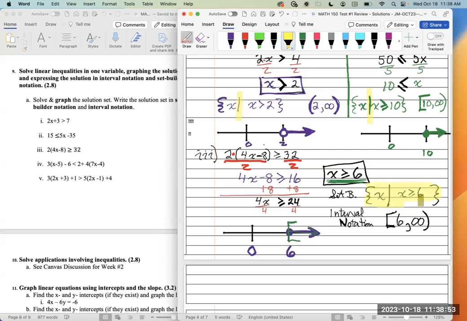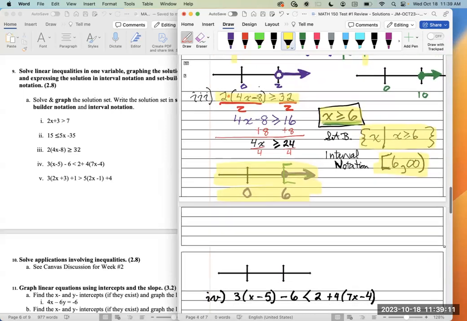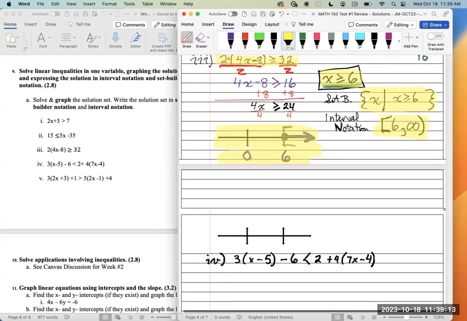So here is your set builder. Here is your interval notation. Here is your graph when the inequality is x greater than or equal to 6. And that is the same inequality as what we were originally given. We just rearranged it and simplified the original inequality.